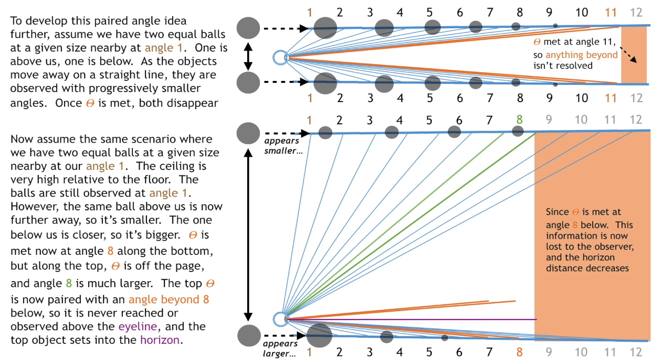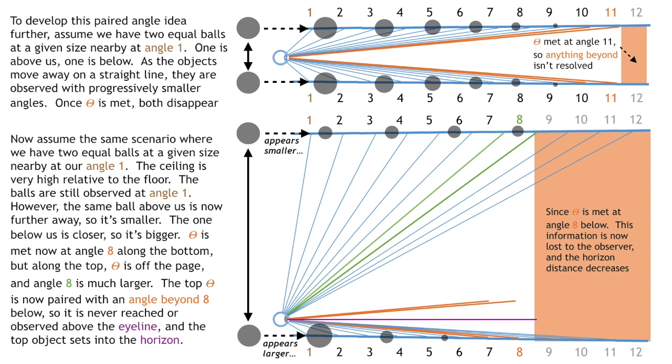But let's alter our diagram now, and assume the same scenario where we have two equal balls or objects at a given size nearby at our angle 1, but the ceiling is very high relative to the floor now. We've pushed the ceiling up much higher. The balls are still observed at angle 1, however the same ball above us is now further away, so it's smaller. The one below us is closer, so it's a little bit bigger.